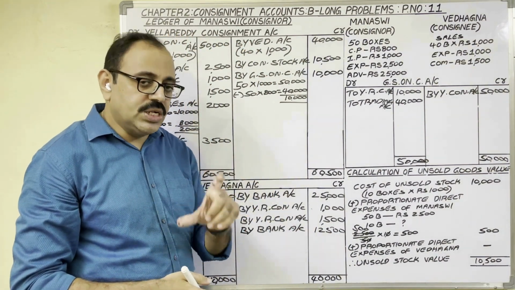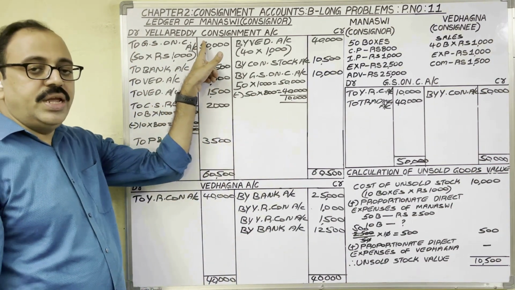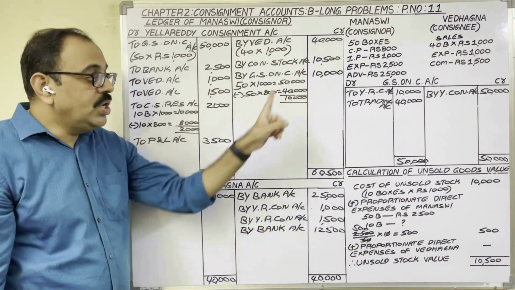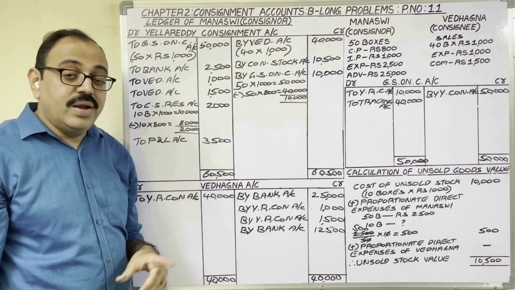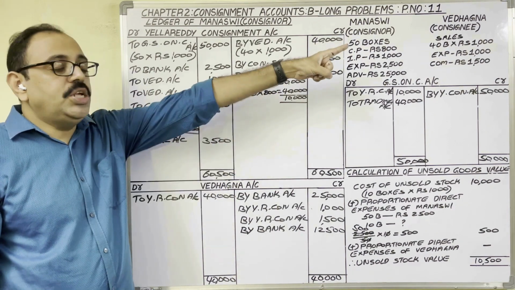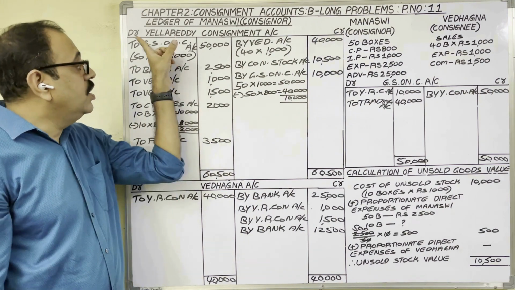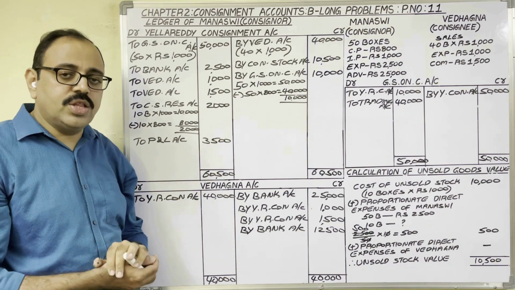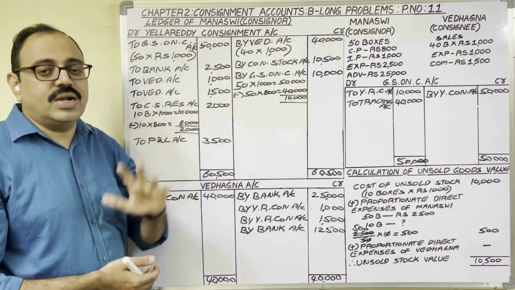Consignor's books, journal entries. Below that journal, ledger. In ledger, consignment account, consignee's account, goods sent on consignment account. So these three we have prepared. Next, consignee's books, Vedagna's books. In her books, journal entries I will not write on the board, I will explain. Below that, ledger of Vedagna.